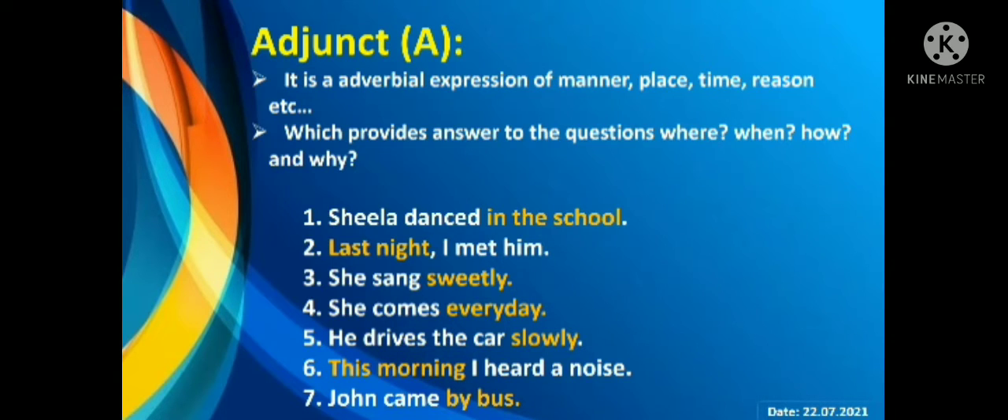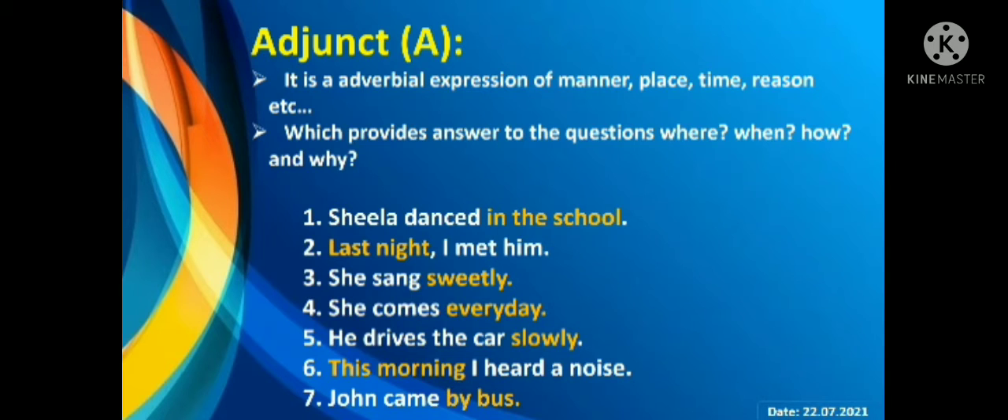For example, Sheila danced in the school. So we ask the question, where did Sheila dance? It indicates the place, in the school. Last night I met him. When did you meet him? Last night. Last night I met him. So last night is a time. It indicates the time.